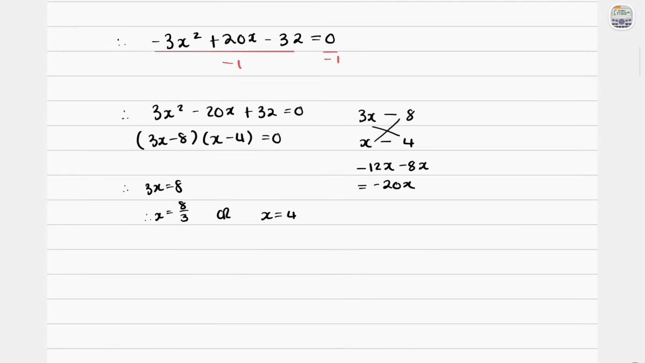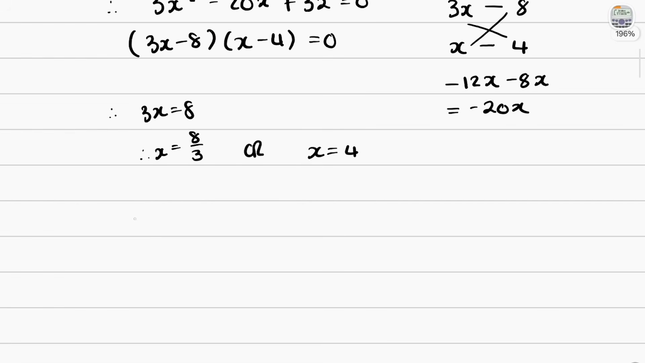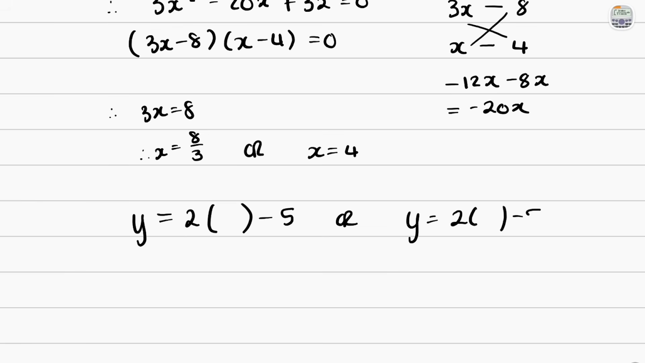So y equals 2x minus 5. Okay, so we'll say y equals 2x minus 5, or y equals, and we'll substitute that x value, and minus 5. So 8 over 3, and this is 4. So this is just 16 over 3, and 5 can be expressed as 15 over 3. So that is 1 over 3. Okay, y here is equal to 1 over 3. And here, that's 8 minus 5, which is 3. Okay, y is equal to 3.